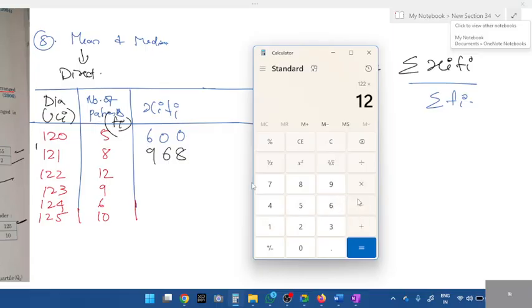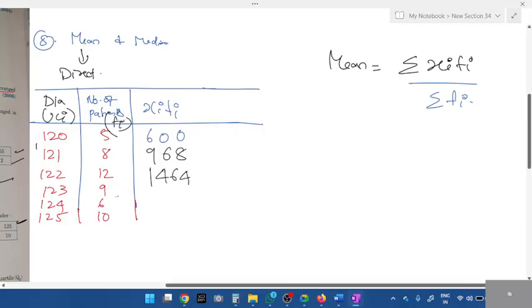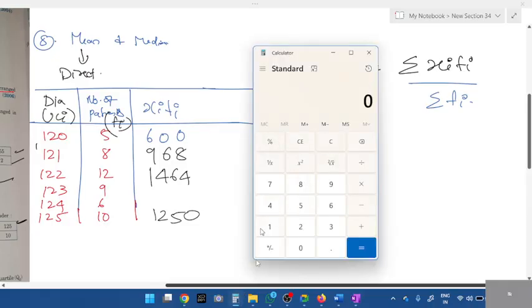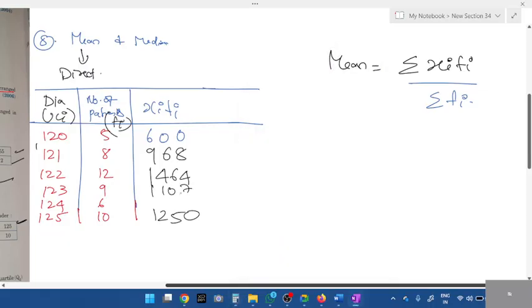122 into 12. In exam, you all calculate. What's the answer? 1000? 1464. Calculate what is the last value? 125 into 10? 250. Next. Okay, next one. 744. Sum of fi xi. Calculate fi. What is fi summation? 50. Is it 50? 13 plus 25, 15, 40, 50. Next.